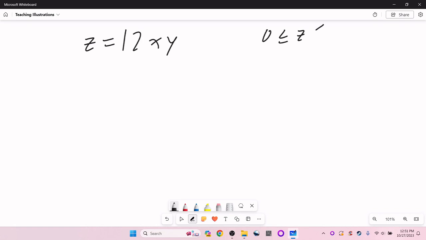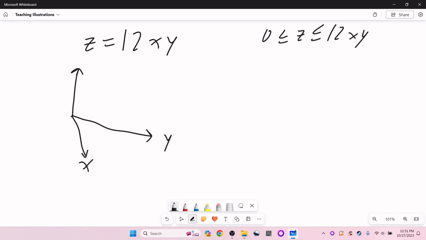Okay, so we want to graph z equals 12xy, because we know that z is supposed to be between those. So it can be helpful to have a visual there. All right, so we'll draw like this, X, Y, Z. And again, this is only because I already kind of know the answer. You would probably have to do a little trial and error to work this out.